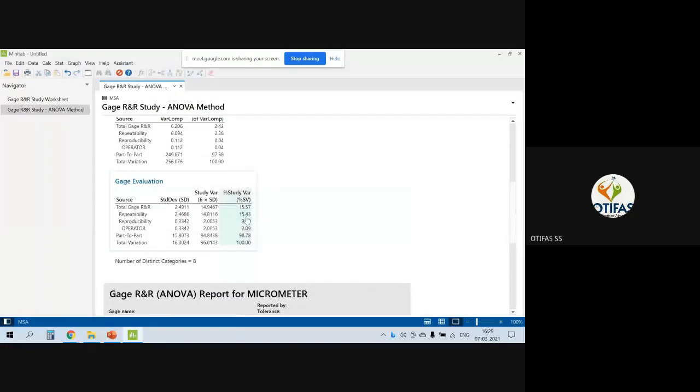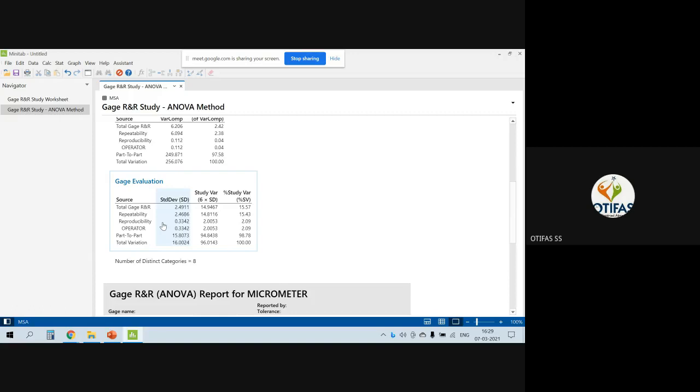See here, the total gauge R&R is 15.57, and out of it 15.43 is repeatability itself. That means the variation is caused by repeatability. That means we are not able to repeat it.